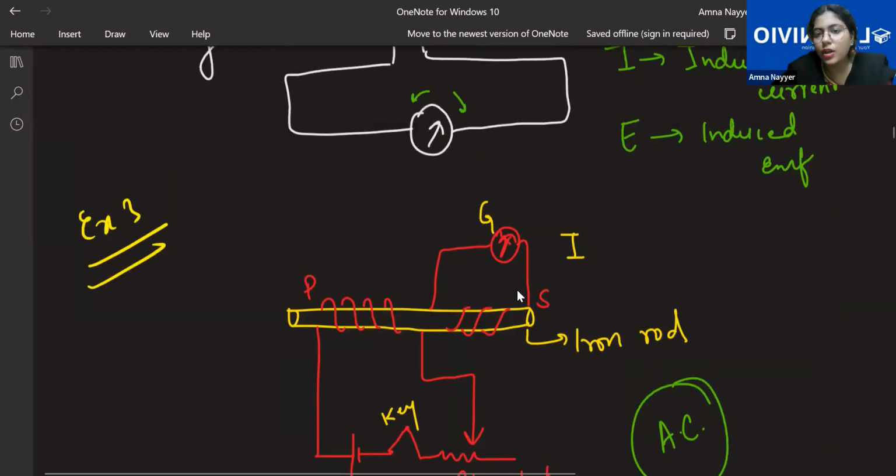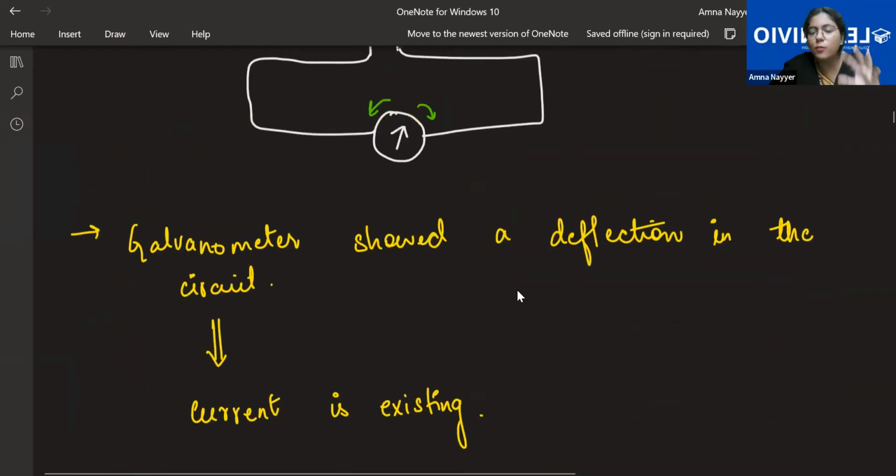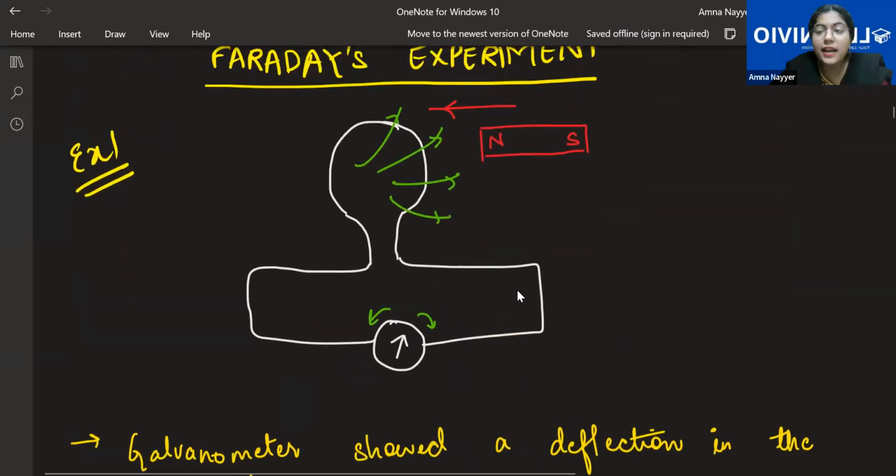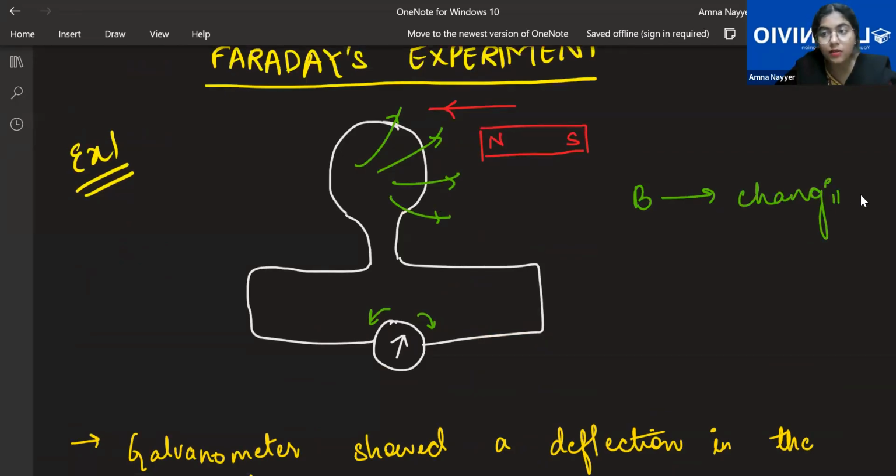Okay, so see, what can I conclude from all the experiments? Whatever he did, we can conclude one fact: whenever a magnetic field was there in a coil, current is being induced. More or less, we can say EMF is being induced. And why is it being induced? We can simply say the magnetic field is changing. This magnetic field is changing, which wasn't there before.